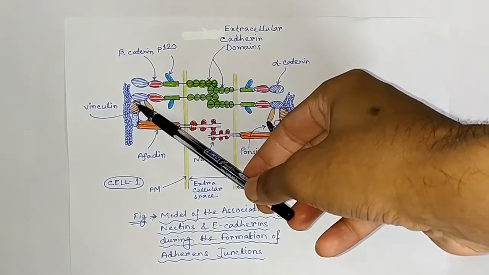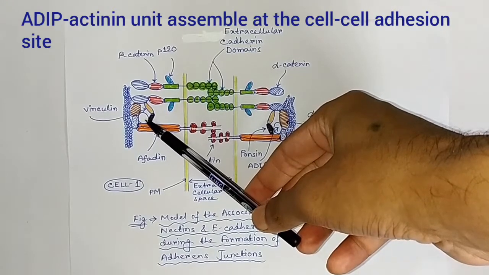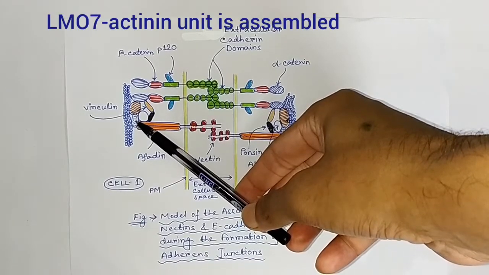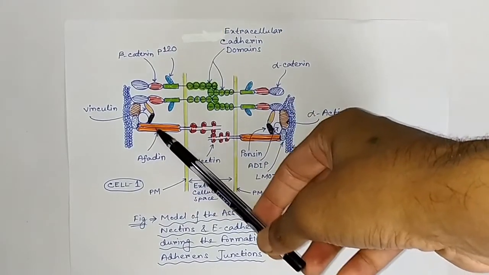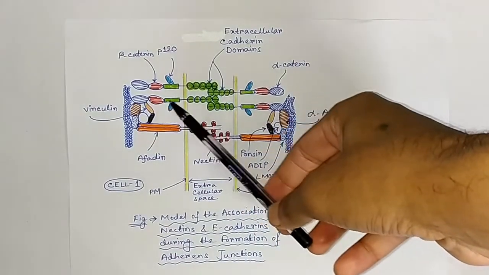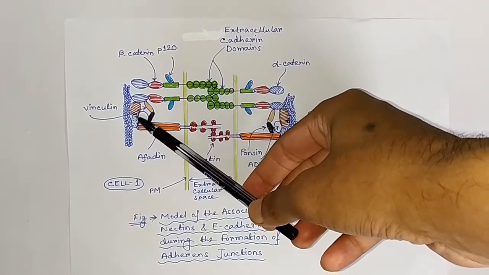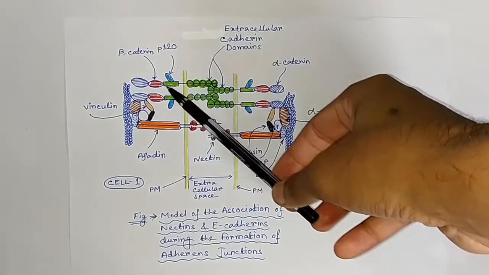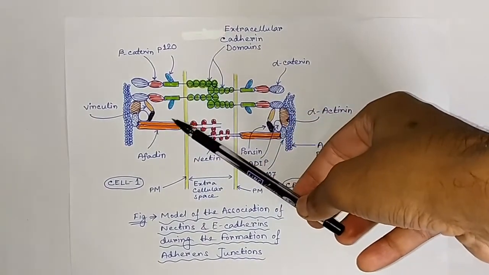The model shows that the ADIP-alpha-actinin unit is assembled at the cell-cell adhesion. Then the LMO7-alpha-actinin unit is assembled at the cell-cell adhesion sites and acts as a stabilizer of the nectin-afadin and cadherin-catenin systems. LMO7 together with afadin, alpha-actinin, catenin and vinculin forms the specialized actin structures at the nectin and cadherin based adherens junctions.